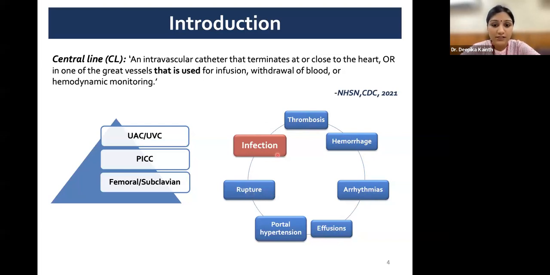So for the purpose of this seminar, we will be discussing only the infection-related complications of a central line. Although every complication is important, and if prevented, it can give great dividends, we will discuss infection relating to a central line.